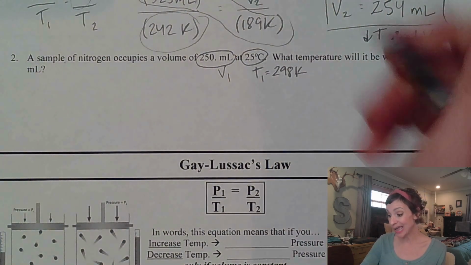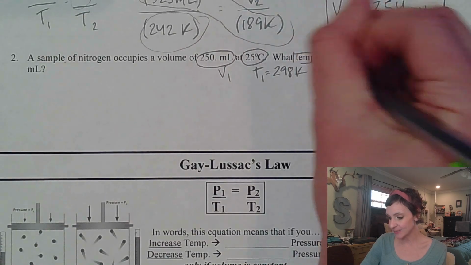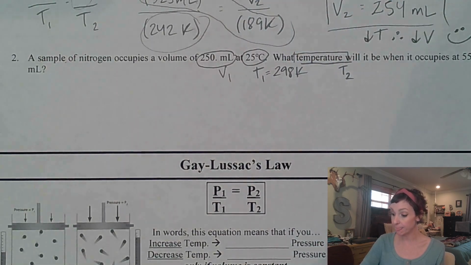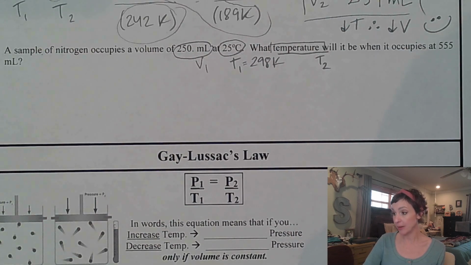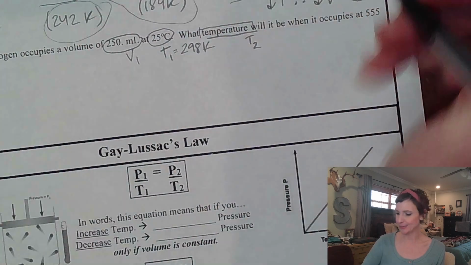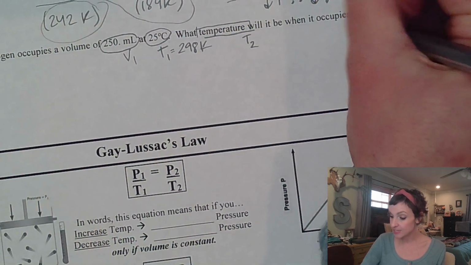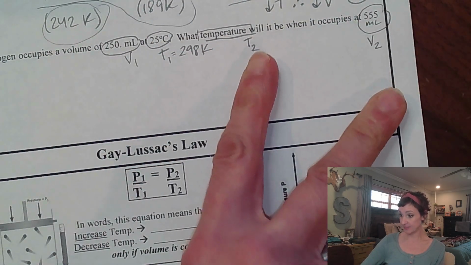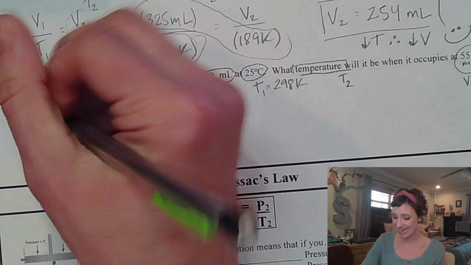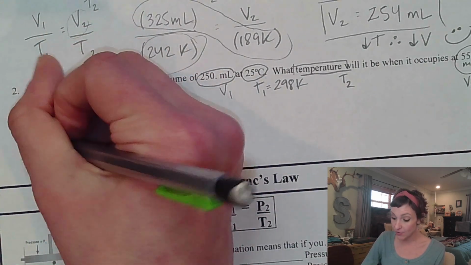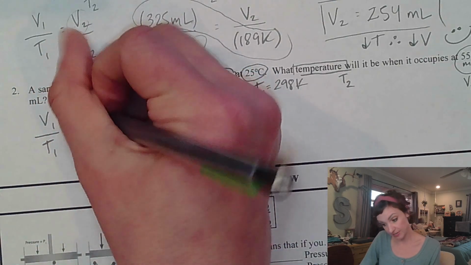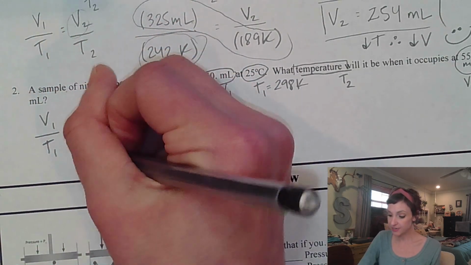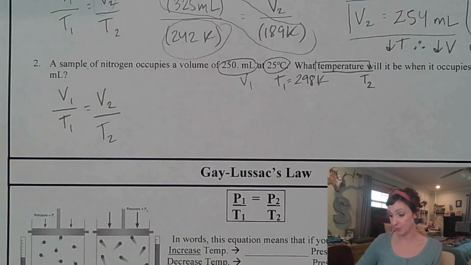What temperature? Oh, they're asking me to solve for a T2. What will it be when it occupies 555 milliliters? Sorry, the milliliters is a little bit sneaky over here. I'll write that there. So this is my second volume. Look at all the T's and V's. We've got Charles's law coming up. So I state the equation, V1 over T1 is equal to V2 over T2. And we are using this equation to solve for our second temperature, right?